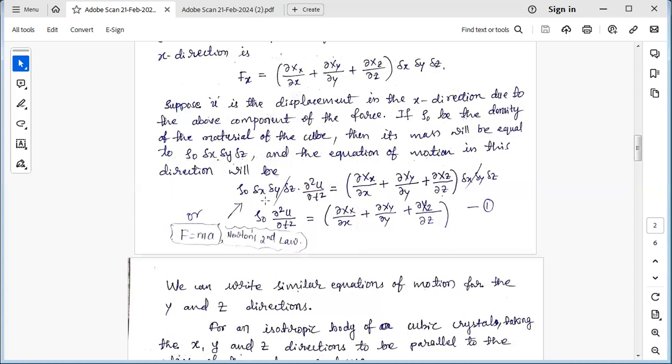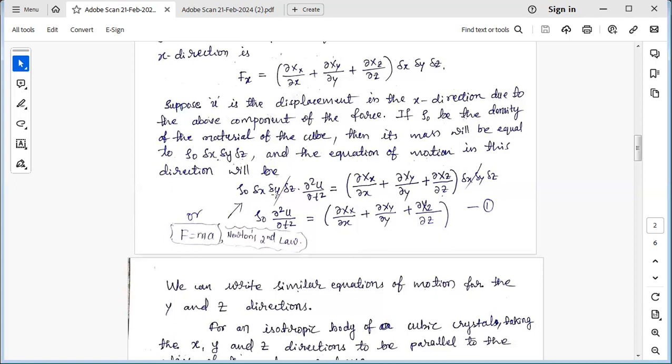So m is the mass. Rho naught into delta x, delta y, delta z is the mass of the material of the cube. And dou square u by dou t square is the acceleration, because u is the displacement. So dou square u by dou t square gives the acceleration of the wave propagating in the x direction. So this is equal to the RHS of the above equation.